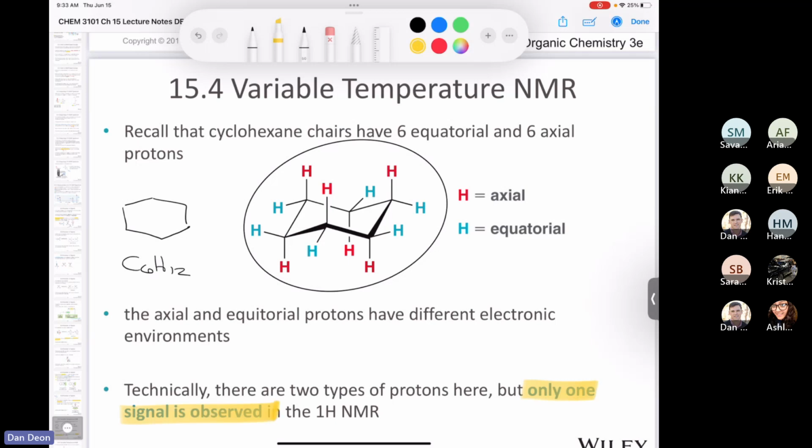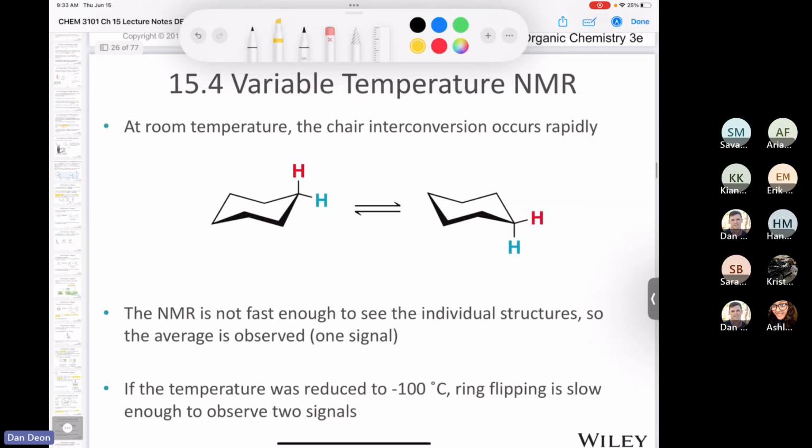Now, why would that be? It's because at room temperature, the chairs interconvert very rapidly. It's just like a camera: if you have a person running really fast, the picture is going to come out blurry. It's the same way with the NMR spectrometer. It's not fast enough to see the individual chair conformations, and so you end up seeing just 1 signal. You see an average of the axial and equatorial positions.